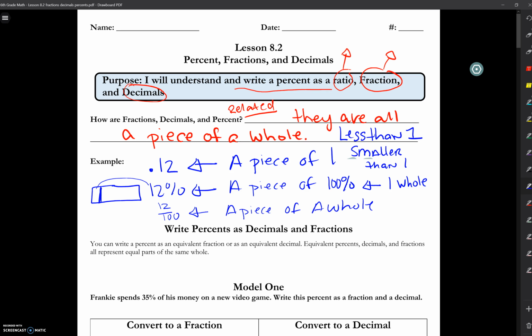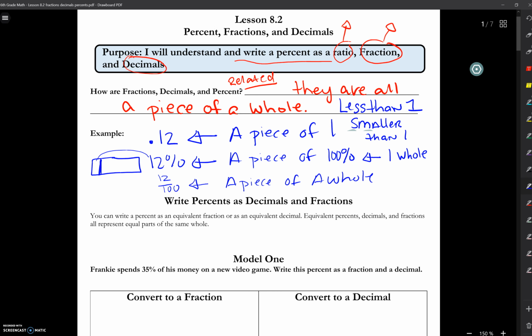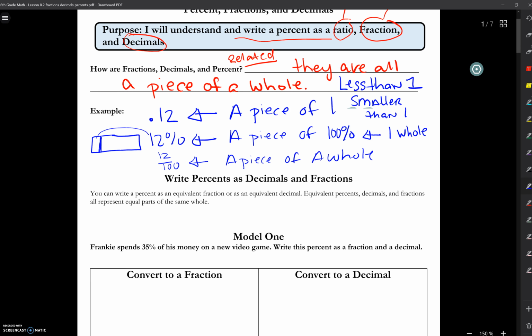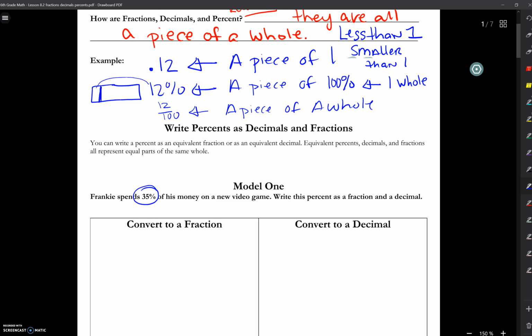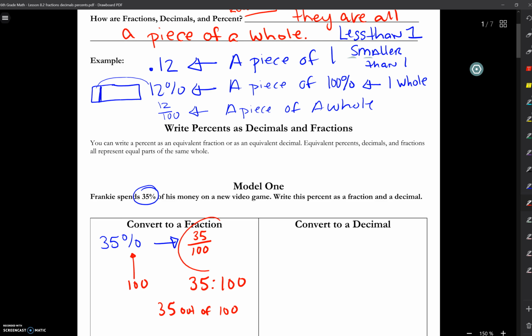So now we're going to learn how to convert a percent into a fraction and a percent into a decimal. It's very simple. If we have 35% and we want to convert this into a fraction, we kind of already talked about this. Remember, the fraction is out of 100. So it's going to be 35 out of 100 in fraction form, and then we have ratio form, 35 over 100, and 35 out of 100. Those are the ratio forms. So this is our fraction.